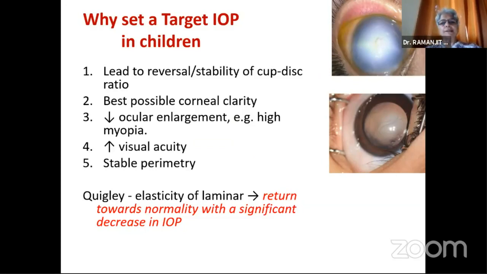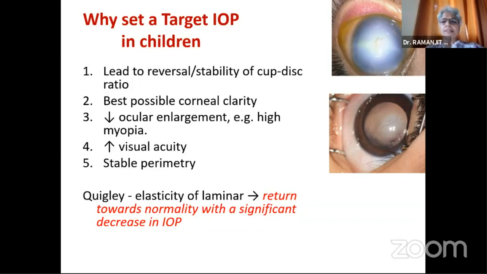So whenever we look at literature, we want to know why we are trying to set this target IOP at all. And in children, keeping this longevity in mind, what we want is to start by actually causing a reversal of any damage that may already have occurred. Or if we can't do a reversal, at least to stabilize the optic nerve head. We want the best possible corneal clarity.